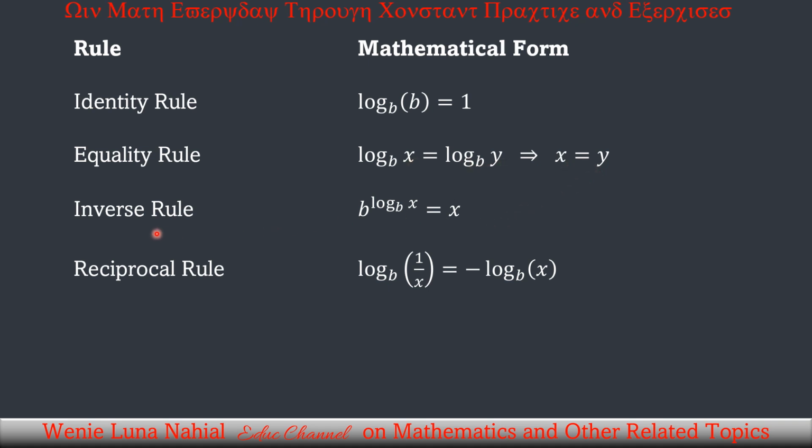Then we have the inverse rule, b raised to the logarithm of x to the base b, that is just equal to x. Then the reciprocal rule, the logarithm of 1 over x to the base b is equal to the negative of the logarithm of x to the base b. Now let's have an example.